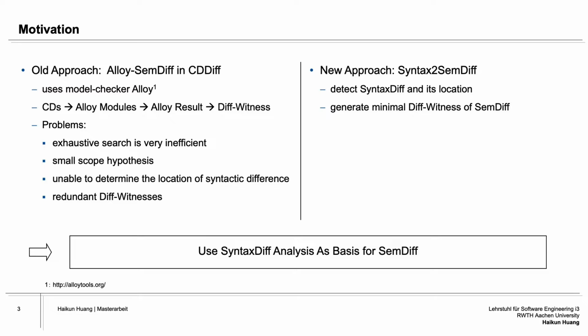To address the above problems, we must find a way to find the semantic differences without using the model checker Alloy, and it can also detect the syntax differences and record their location. In addition, it can generate the minimal diff-witness for semantic diff. The name of the new approach is syntax to semantic diff, and the main concept is using syntax diff analysis as a base for semantic diff.